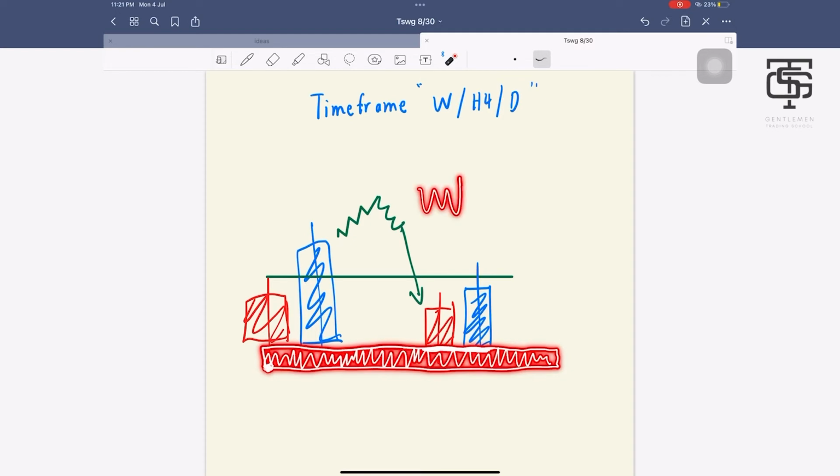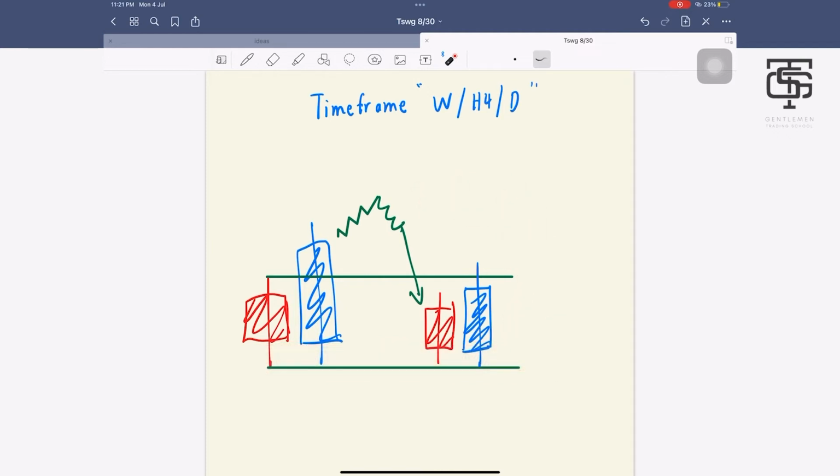If it's weekly, this is a weekly demand. Oh, that's a weird arrow. Weekly demand zone. Alright, so that's how it is going to be, and let's get into the charts.